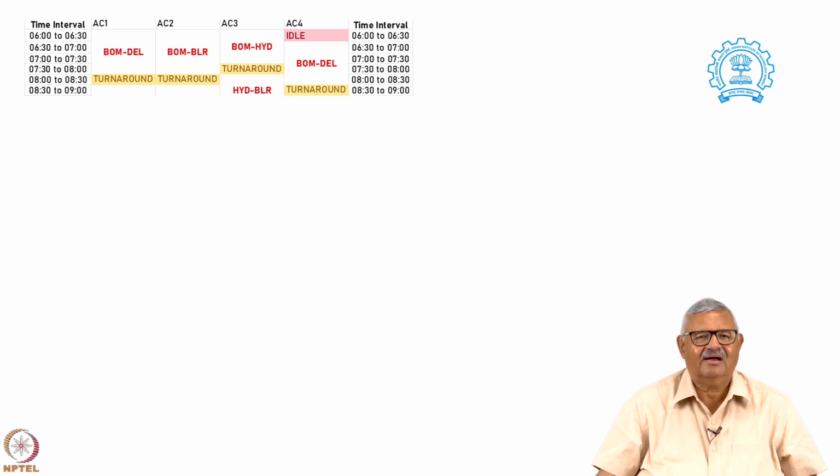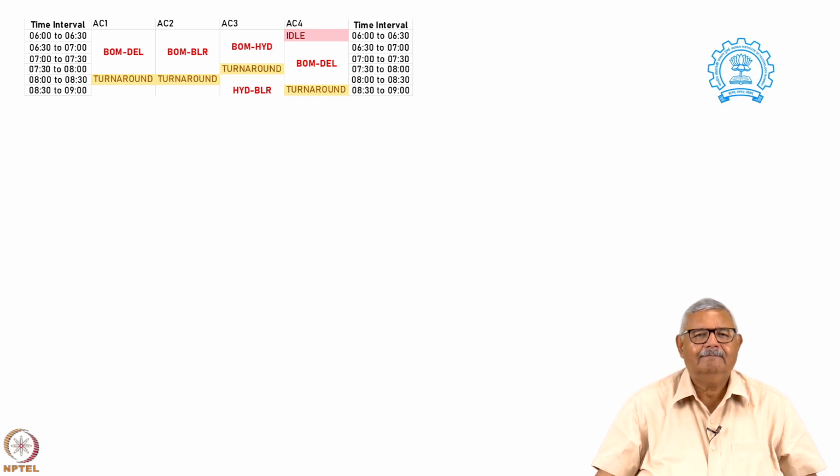The third aircraft at Bombay is scheduled to Hyderabad. Hyderabad is comparatively nearer, so you can reach at around 7:30, and then you have half an hour. So, instead of waiting after that turnaround time, you can schedule the next flight. In this case, I have scheduled a flight from Hyderabad to Bangalore.